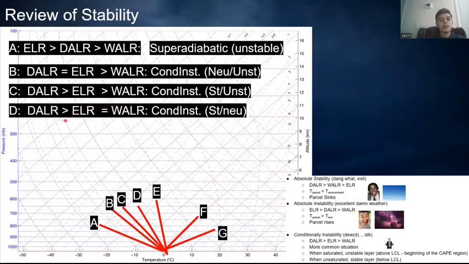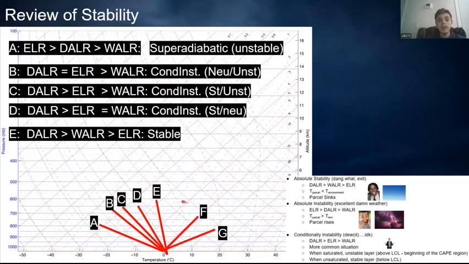D is a situation where now it's equal to the wet adiabatic lapse rate, but still smaller than the dry adiabatic lapse rate. You can see it is parallel to the dashed line, but not as steep as the solid line. So once again, conditional instability. If we're talking about dry adiabatic lapse rate, it's stable. If we're using the wet adiabatic lapse rate, it's neutral.